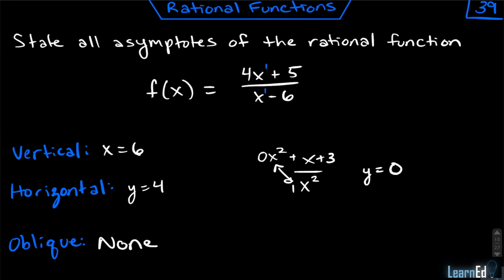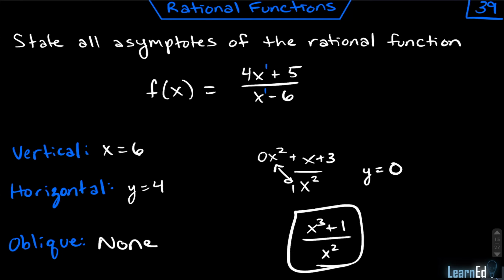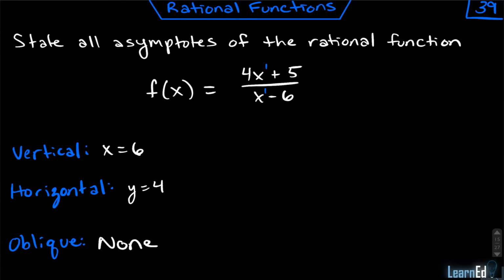If you had something, again, like x cubed over x squared plus 1, well, now you have oblique asymptotes and you do not have horizontal asymptotes, because the degree of the top is 3 and the degree of the bottom is 2, and 3 is greater than 2. Okay, so hopefully that makes a lot of sense.